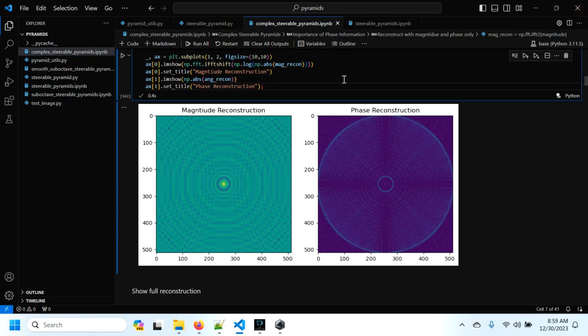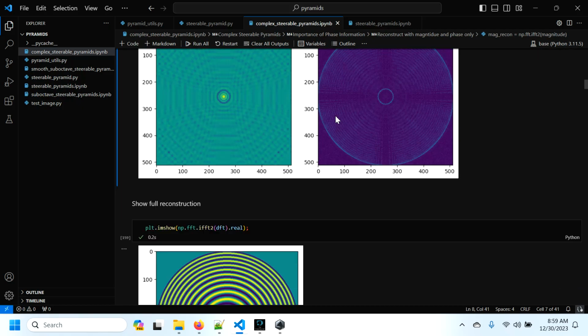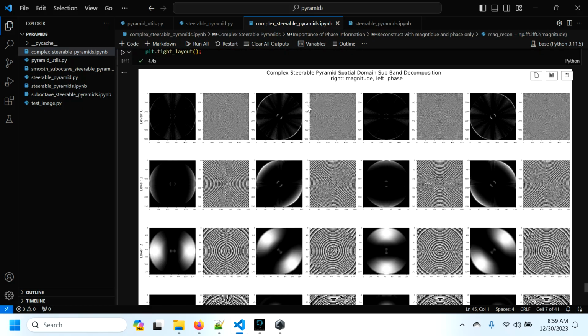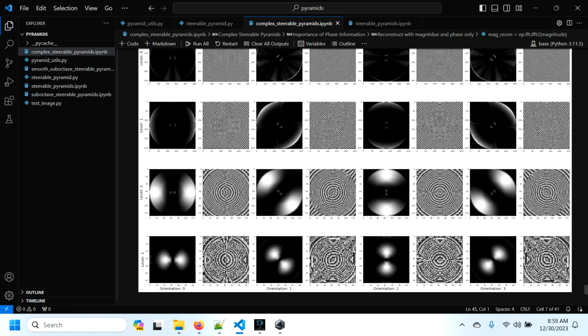So what I'm getting at is that we can take our steerable pyramid here and have a complex representation that shows us local magnitude and local phase at different orientations and frequency bands. So on the left of these pairs right here, I have the magnitude, and on the right I have phase.